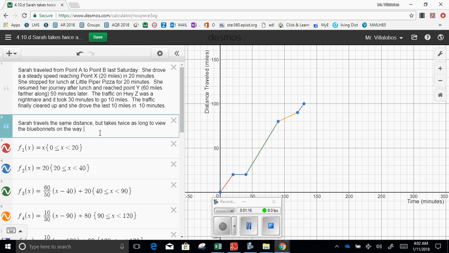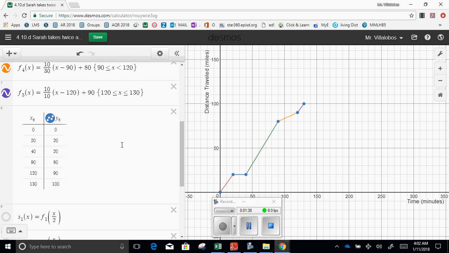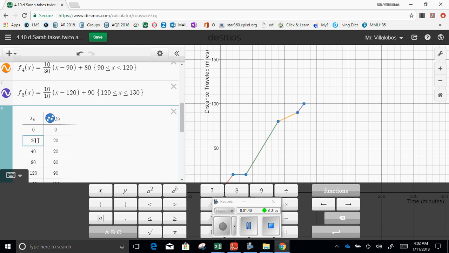So the new function, I can just write the transform function. S of x would equal f of x divided by 2. I'm not going to multiply or add anything outside the parentheses of f of x, but inside the parentheses, because I want to stretch the x twice as far from the y-axis. And you'll see that basically I want to take twice as long. So instead of taking 20 minutes to drive, it's going to take 40.